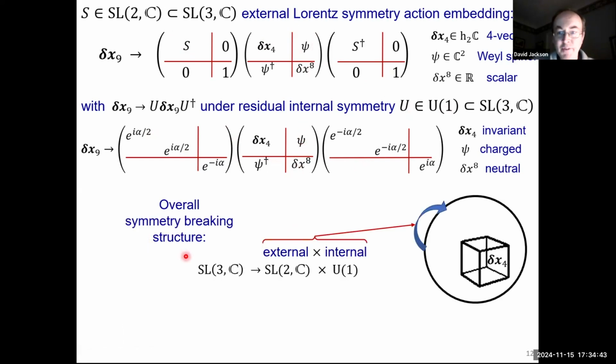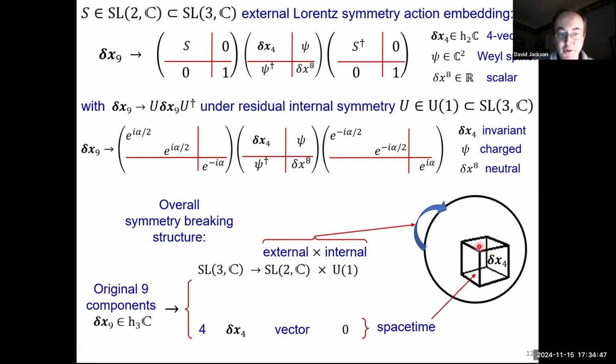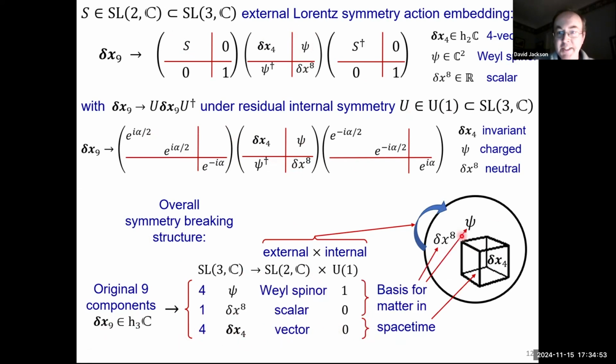So if we think of our overall structure, we've got these 9 components. We're picking out 4, and these 9 components decompose into the 4 of external space-time. These additional components here are all basis for matter. So part of it is a charged Weyl spinor, and part of it is just a scalar component. This delta x is stated as a scalar, whereas this part is a 2-component complex spinor. And then this kind of generalizes to those higher order, like I said, E7.